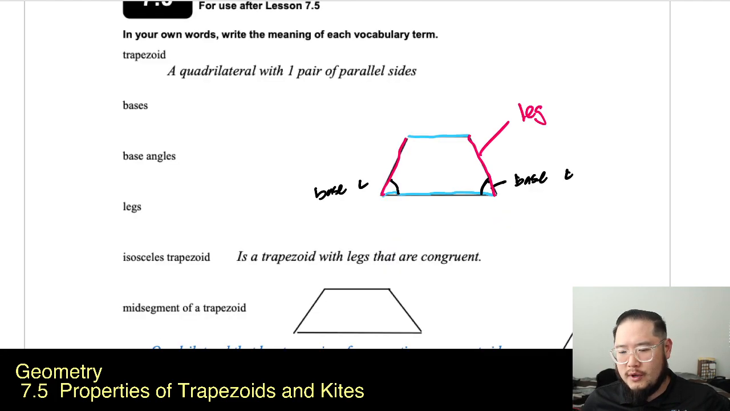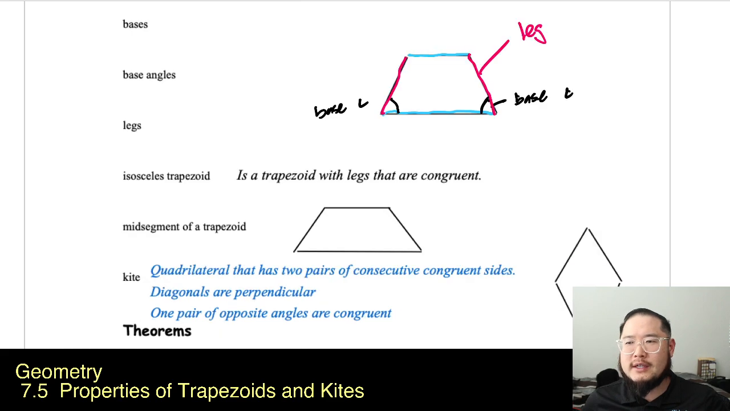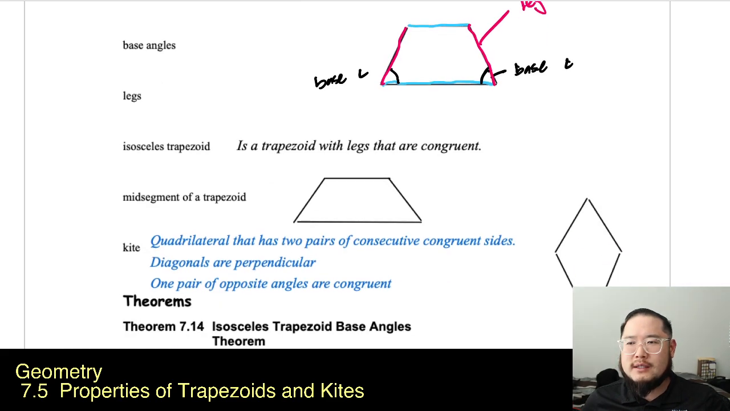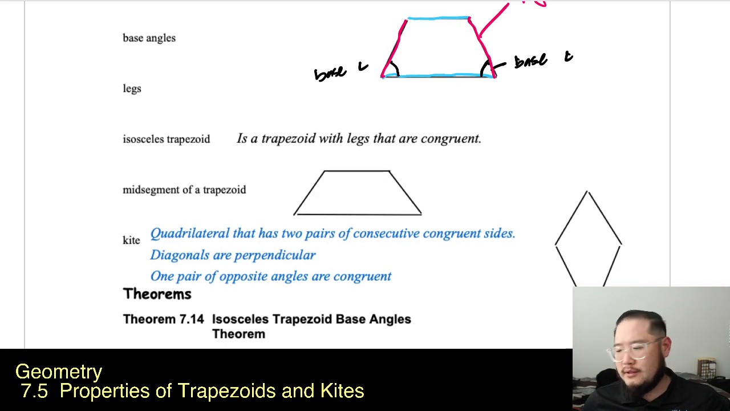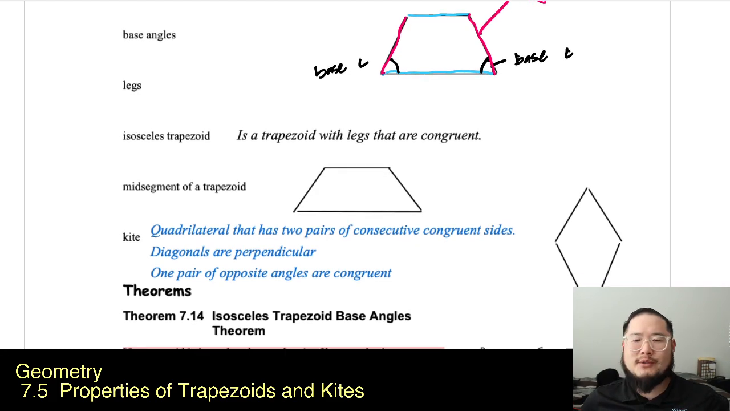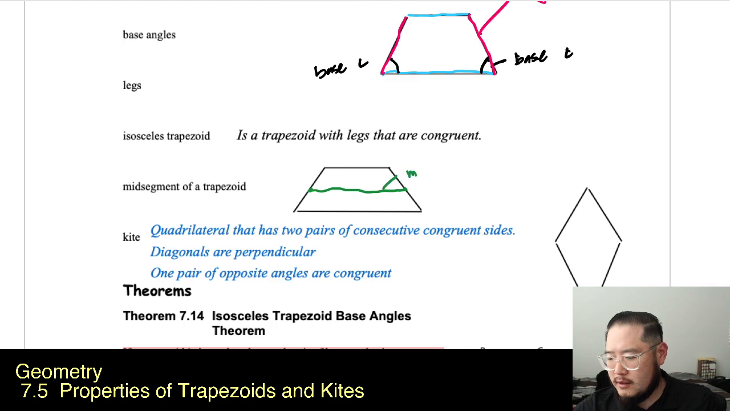We can go ahead and move on next. How about the mid-segment of a trapezoid? The mid-segment of a trapezoid is found when you take the midpoint of both of the legs, and you draw a line that connects the two midpoints. That would be right here, your mid-segment. Just like that.